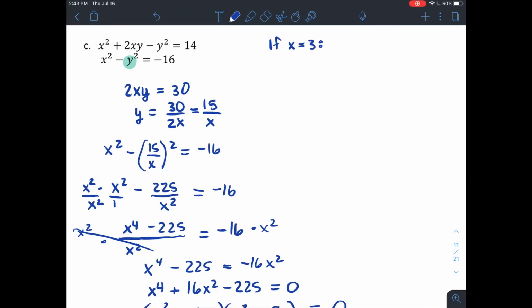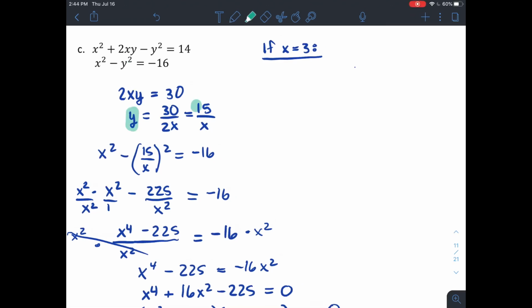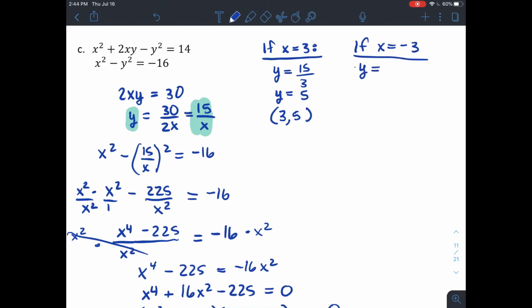So let's do if x equals 3. You can save yourself some work here by picking the easiest place to plug it back into. So I had y equals 15 over x. So let's plug it back in there. So 15 over 3 is a y value of 5. So one potential solution is 3, 5. If I plug -3 back in, 15 over -3 is going to get me -5. I did already check all these in advance, by the way.